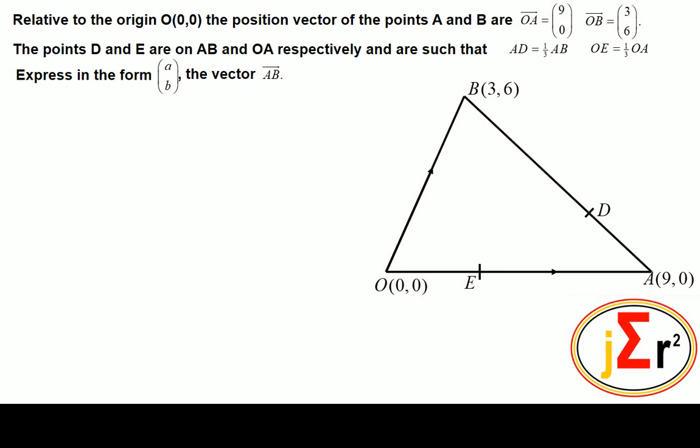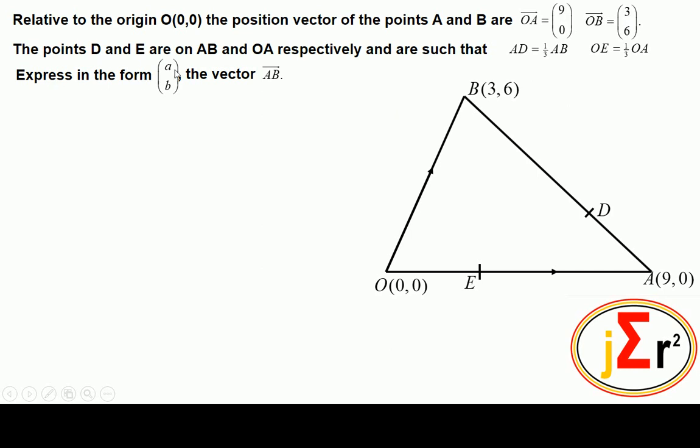Relative to the origin O, which has coordinates 0, 0, the position vectors of the points A and B are given right here. OA is the position vector of A, and that is given as 9, 0. OB is the position vector of the point B, and that is given as 3, 6.